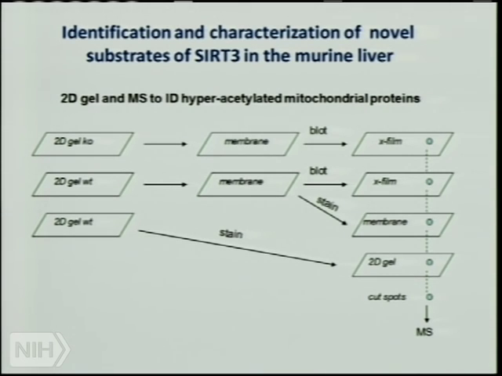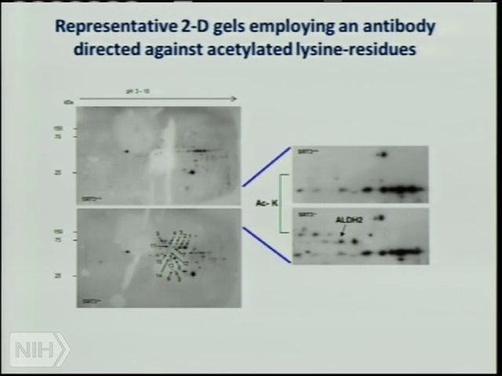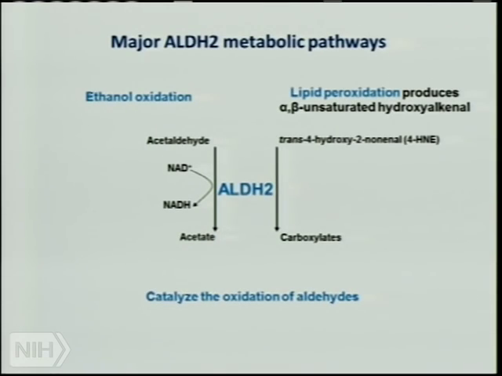So we used 2D gel mass spectrometry to identify potential target proteins. And here you see, comparing the wild type to the knockout, and after mass spec identification, that a mitochondrial aldehyde dehydrogenase, ALDH2, is highly acetylated in the knockout mice and not in the wild type. ALDH2 catalyzes the oxidation of aldehydes, most commonly known for ethanol, but also for lipid peroxidation products like 4-hydroxy-2-nonenal, which can be oxidized and broken down.